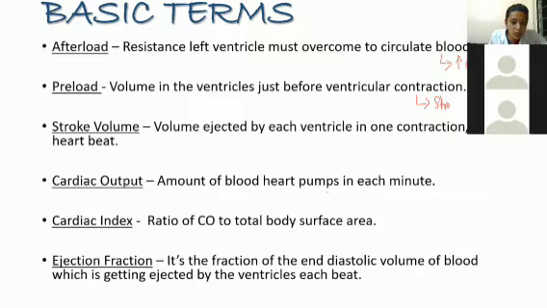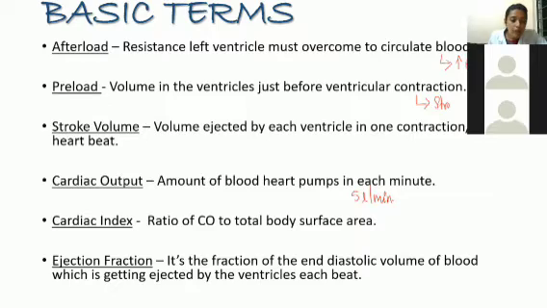Then cardiac output. Cardiac output is the amount of blood the heart pumps in each minute. In each minute, what is the amount of blood the heart pumps? Normally, at rest, it is 5 liters per minute. Almost the same for everyone, but at rest it is 5 liters per minute, and it can differ according to the metabolic needs of our body.